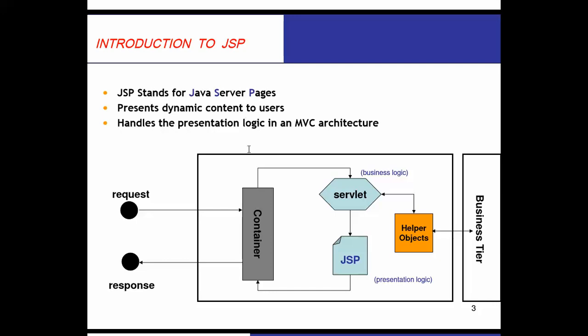Next, JSPs present dynamic content to users. Rather than static content, it represents dynamic content from the database. You don't have to write it and you don't have to execute it manually. It will only pull the information from the database and present it at the user end. Next, it handles the presentation logic in an MVC architecture.